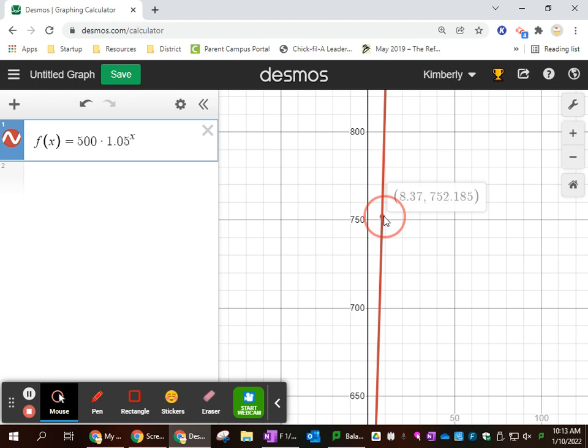About 8 years, right? So notice the y value is the number of school children. Remember, I told you x is time. So we're just going to drag that up until we get the desired value and look at the time it took to get there. So it's about 8.3 years. Questions?